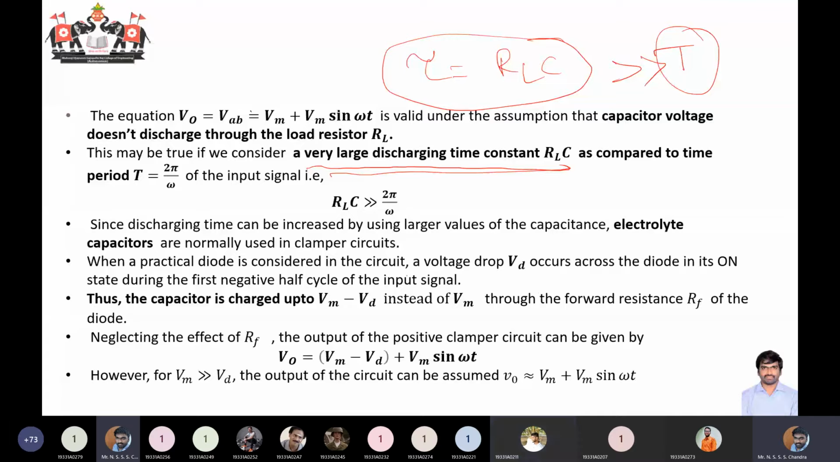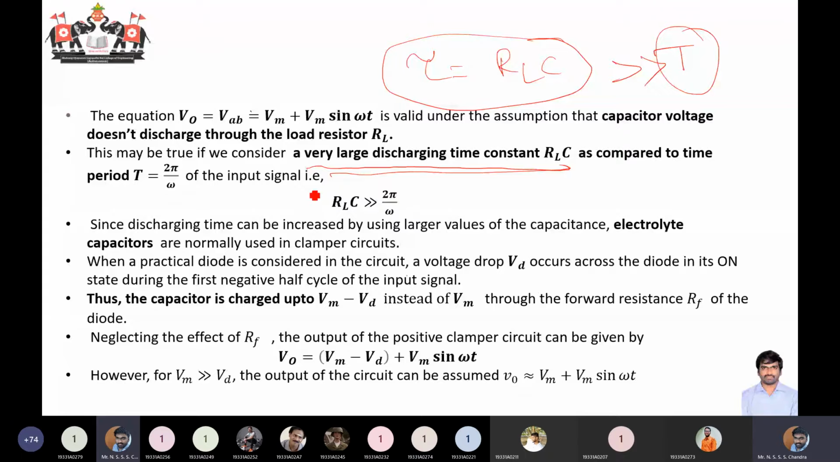You know that omega t is equal to 2 pi, right? So you will have the period 2 pi by omega. So always RL into C should be greater than T. It should be a very large quantity. So we get this condition: RL into C greater than 2 pi by omega. This is a necessary condition. Okay, then only your positive clamping will occur.